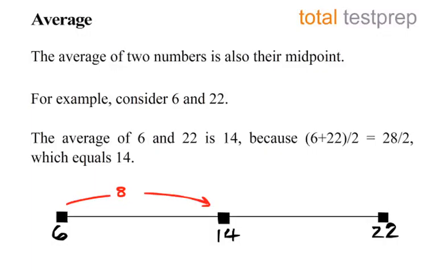However, you can see that the distance from 6 to 14 is 8. If we subtract 6 from 14, we get 8. Or if we were to count the steps to go from 6 to 14, we would get 8. And similarly, the distance from 22 to 14 is also 8. Because these two distances are the same, it means 14 is exactly in the middle between 6 and 22. And so therefore 14 is the midpoint of 6 and 22.